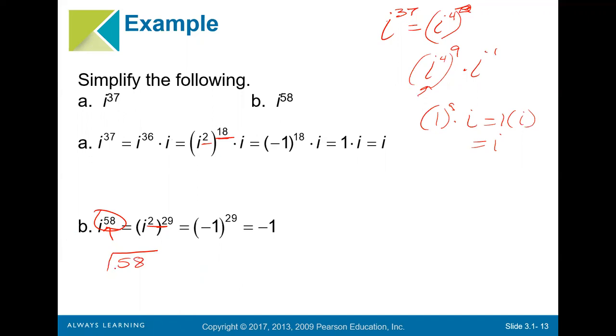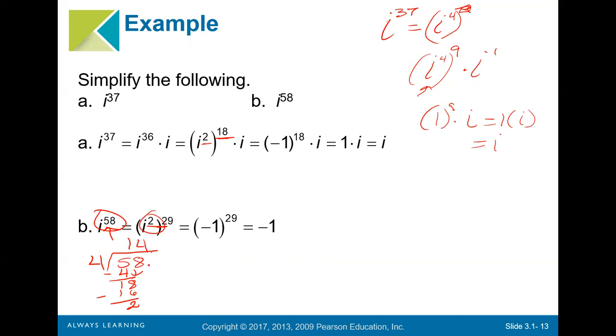So let's see. And I like to use 4. If you want to use 2, you go right ahead, but I like to use 4. 4 goes into 5 one time. 1 times 4 is 4. 5 minus 4 is 1. Bring down the 8. 4 goes into 18 4 times. 4 times 4 is 16. 18 minus 16 is 2.